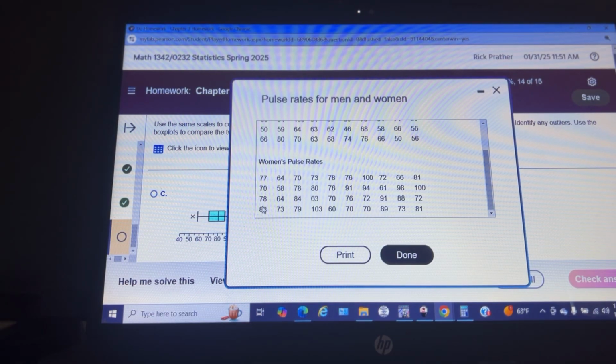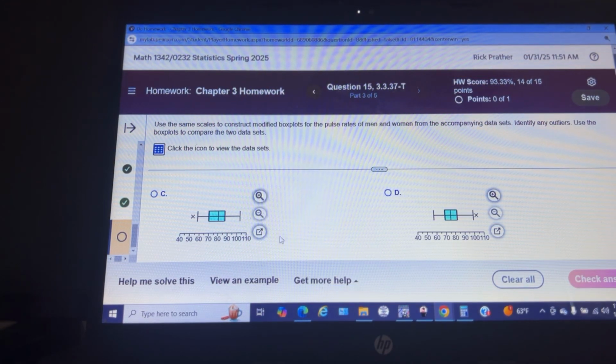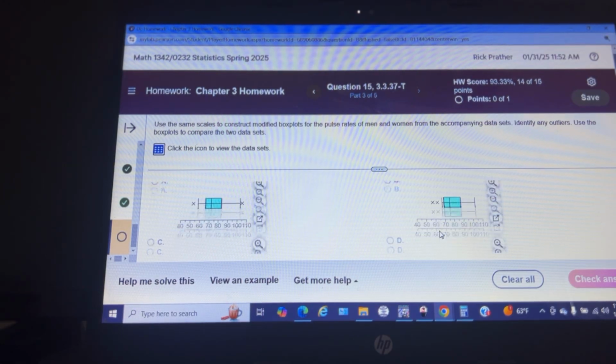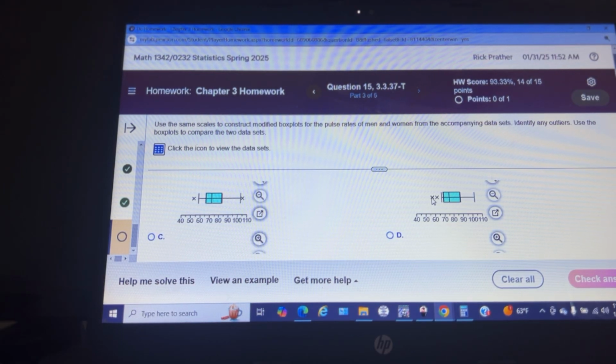What's the minimum value? Anything in the 40s? No. 50. 58. Yeah, there's just that 58. Nothing else is even in the 50s. 58. See, graph C is wrong because that X is too close to 50. The smallest number is 58. That could be 58, I guess. And see, this X could be at 58. They're saying 58 and 60-something are outliers. And this X is way too low. That's almost at 50. So it's either graph B or D.